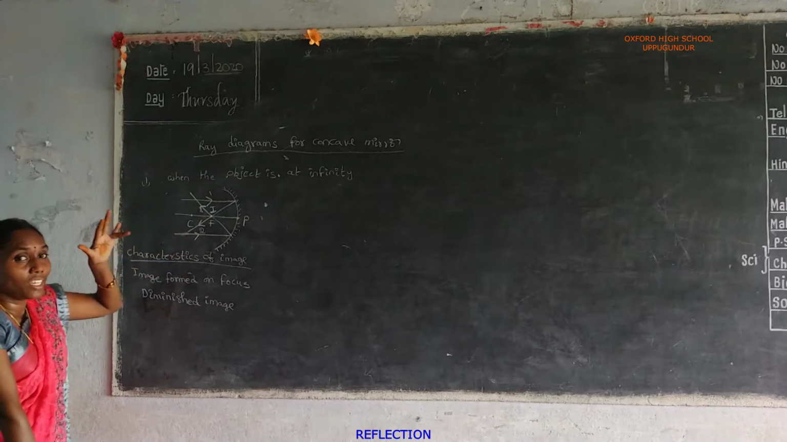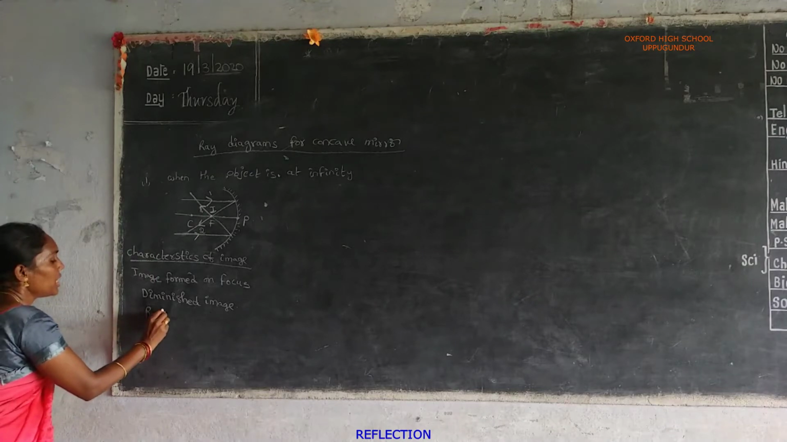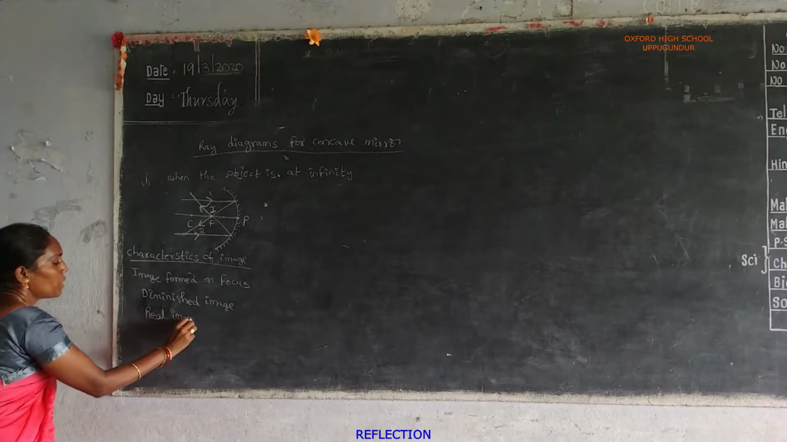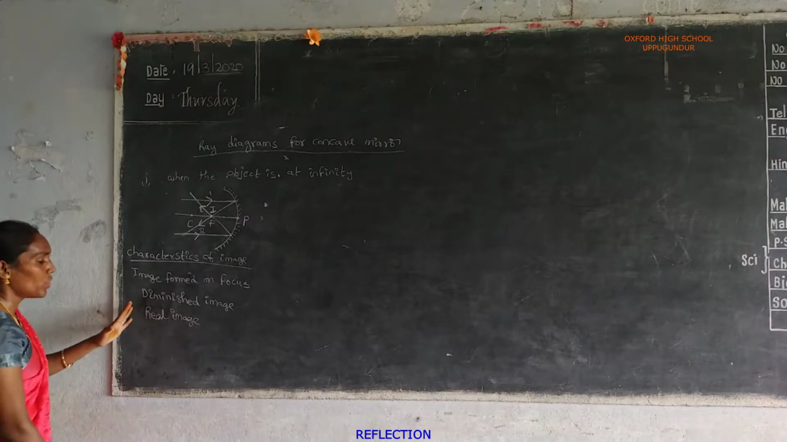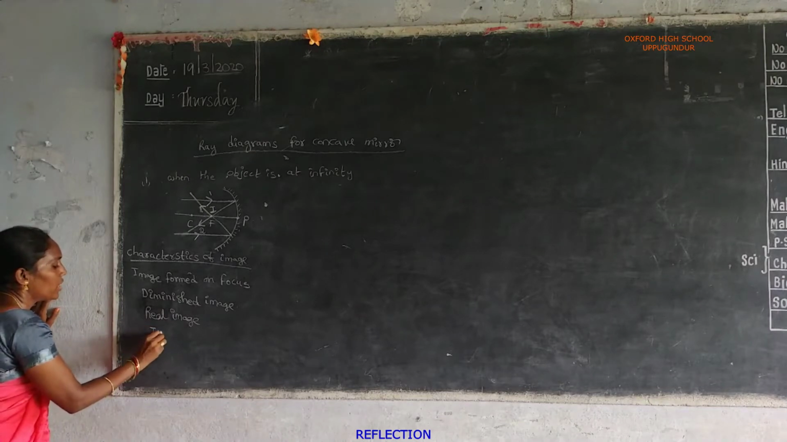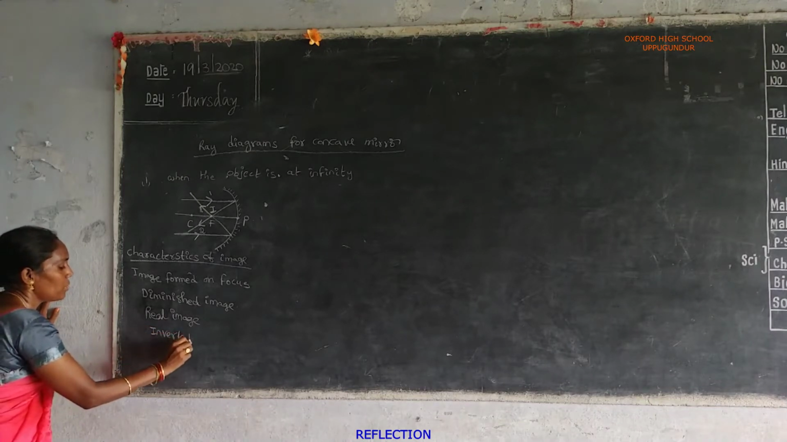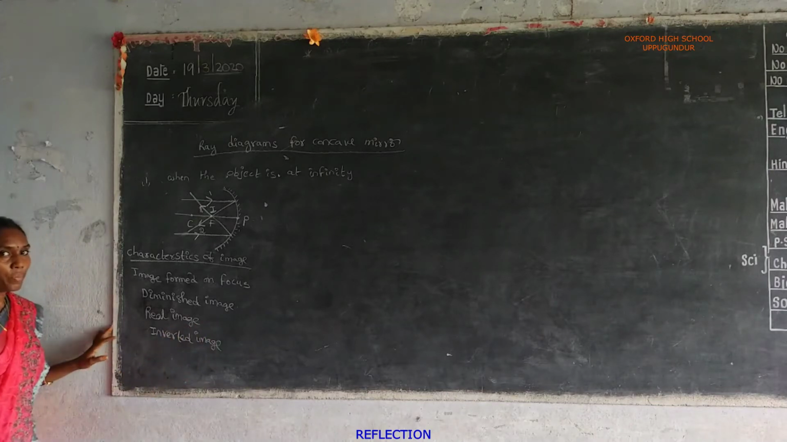All the images that can be caught on the screen should be called real images. Real images can be captured on the screen. The real image is always an inverted image. Inverted image means reversed, up and down. Okay? Up and down.